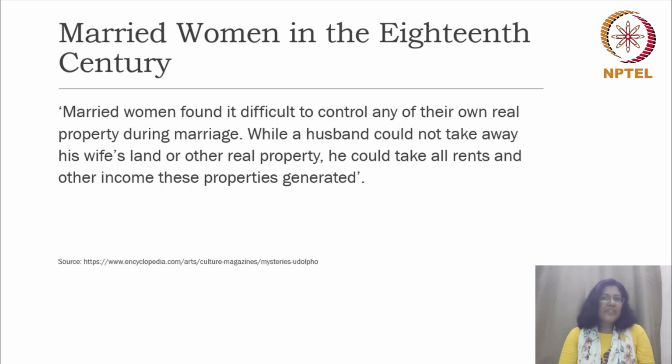Married women found it very difficult to control any of their own property during marriage. While a husband could not take away his wife's land or other real property, he could take all the rents and other income these properties generated. So these ideas tell you the kind of control that the husband had over the female. Even though he could not snatch away the property, the income from the property could be taken away by the husband.